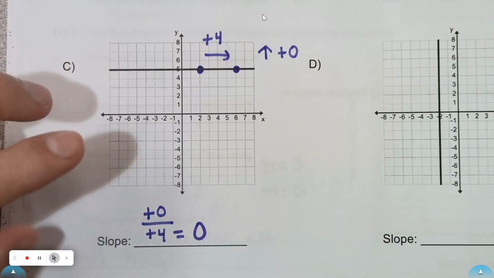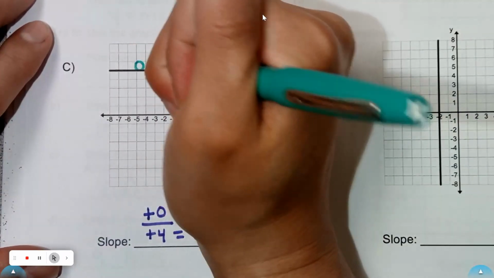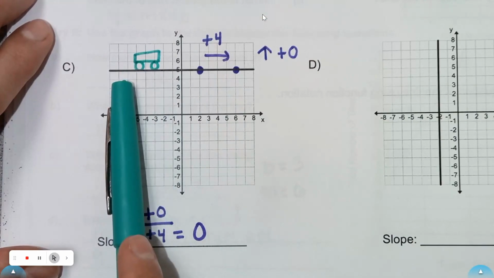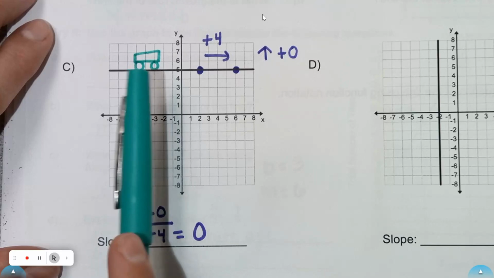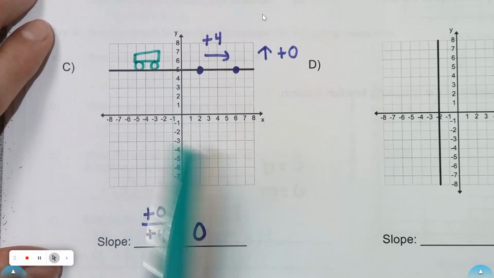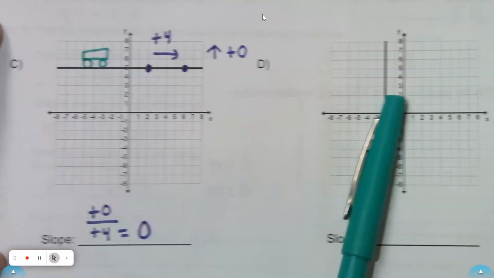I also like to tell students to think of a car. So if I have a car here on this line, if that car is not moving, okay, it's not on, no one is pushing it, that car is going 0 miles per hour. So if I have a car on a horizontal line, my slope is 0. Okay, let's try letter D.